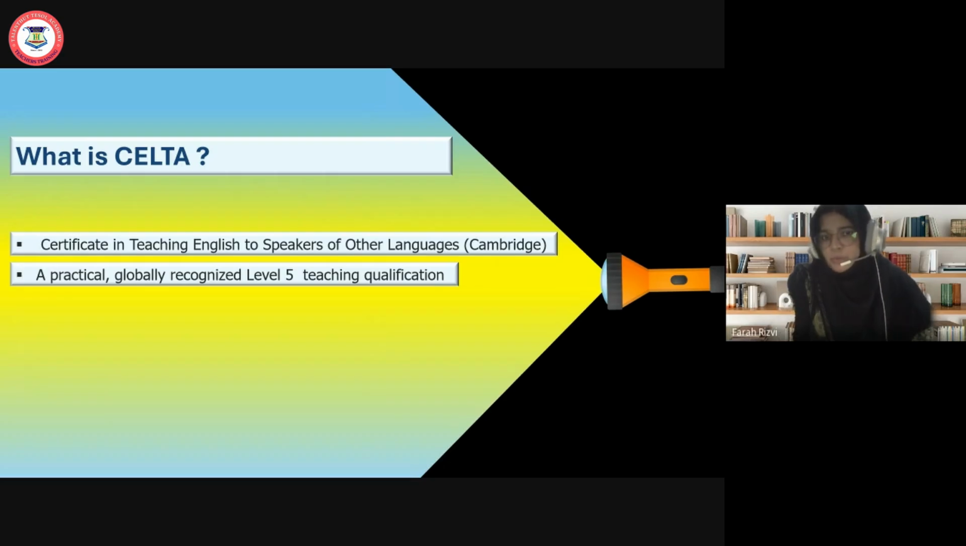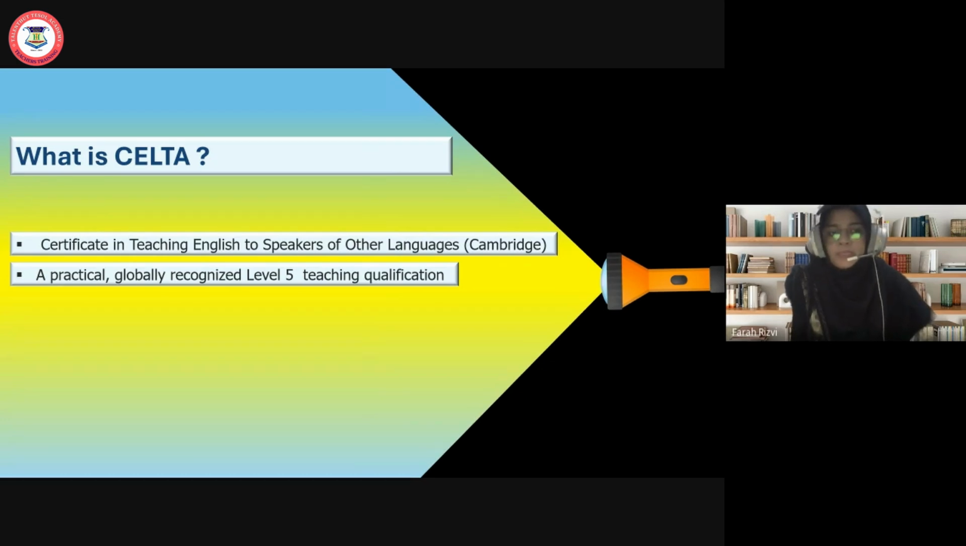CELTA is a teaching qualification. It is not an academic qualification. Whatever you learn in your academic qualification, a teaching qualification helps you to use or apply that knowledge in your practical teaching life. So it is a level 5 teaching qualification. After this, you will have just DELTA for language teachers, which is level 7. And it is globally recognized. It is accepted everywhere around the world.